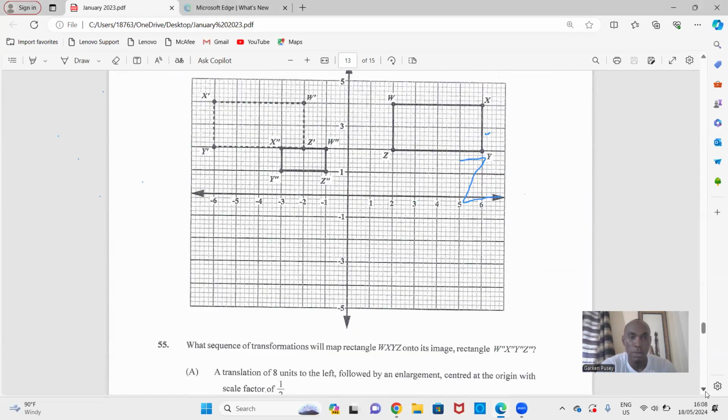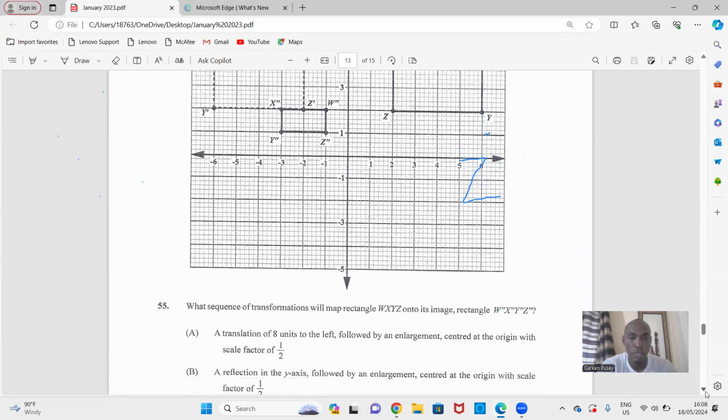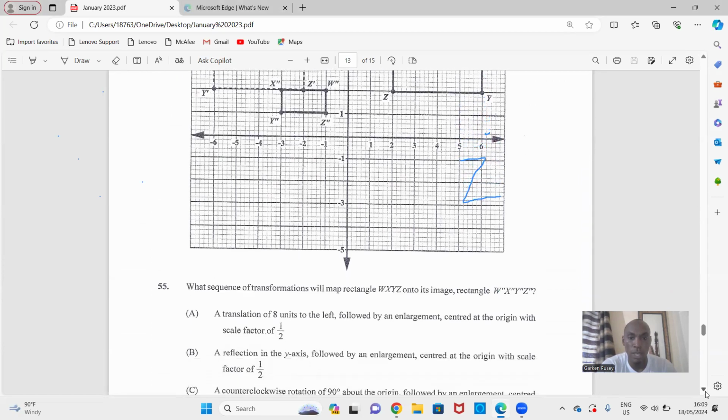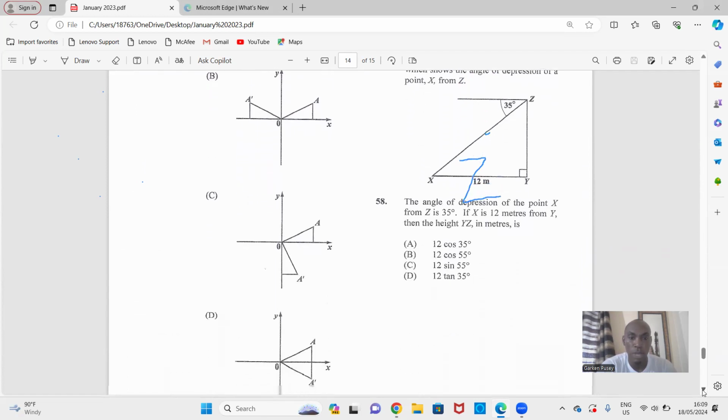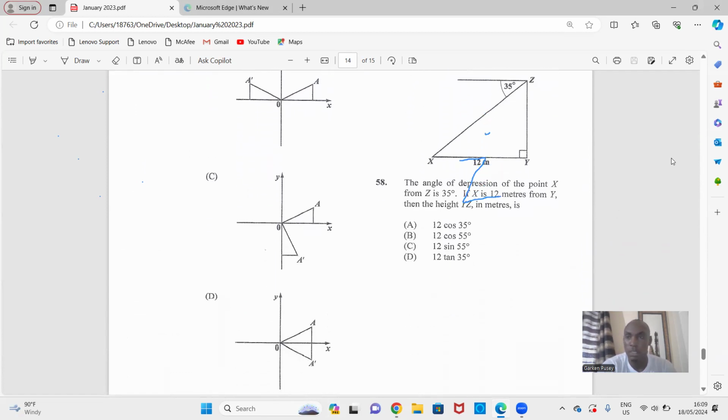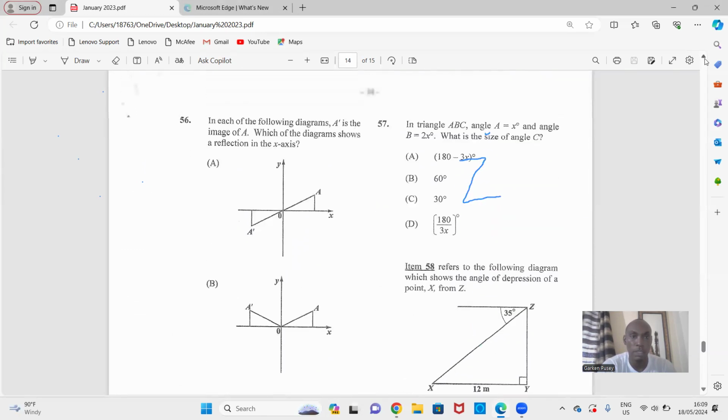All right, so this one right here, if you scroll through this question, this is a reflection in the y-axis followed by an enlargement. So the answer is B for question number 55. 56. Of course you go to the question. It seems to be a reflection in the x-axis, so D. The question talks about a reflection in the x-axis. And 57, the answer is going to be, let me just clear this, 180 minus 3x, it's A.